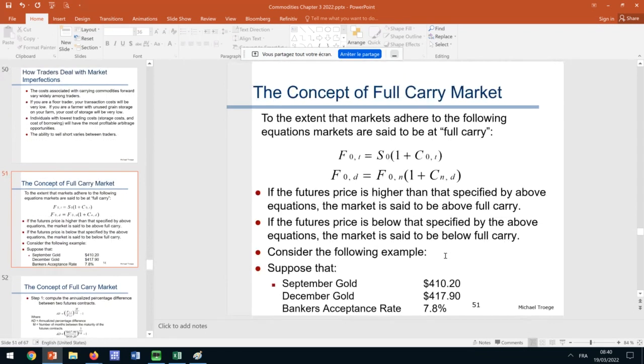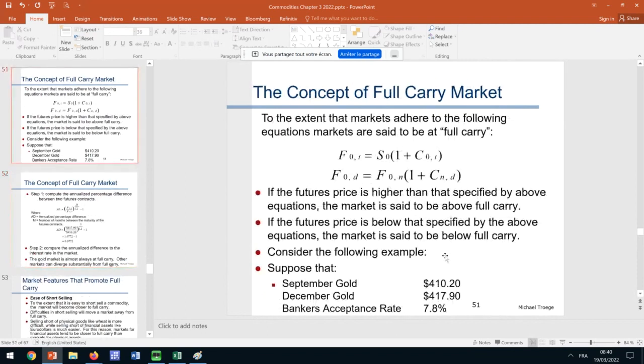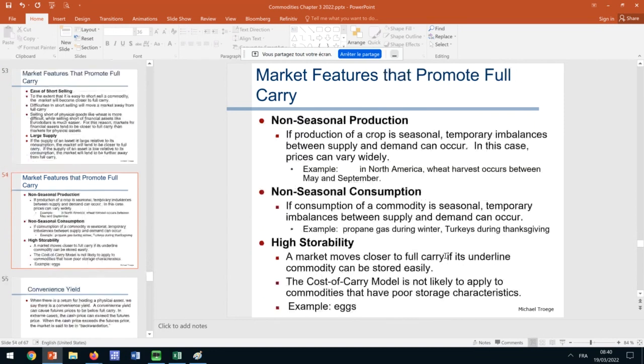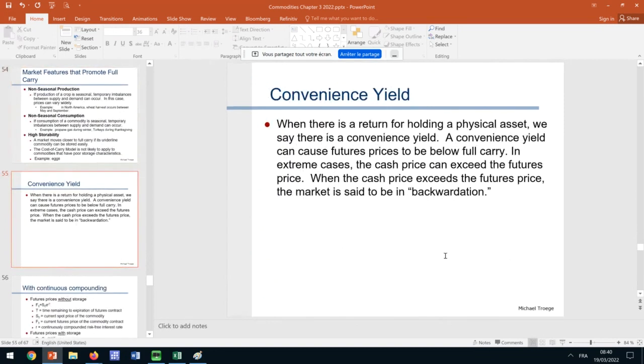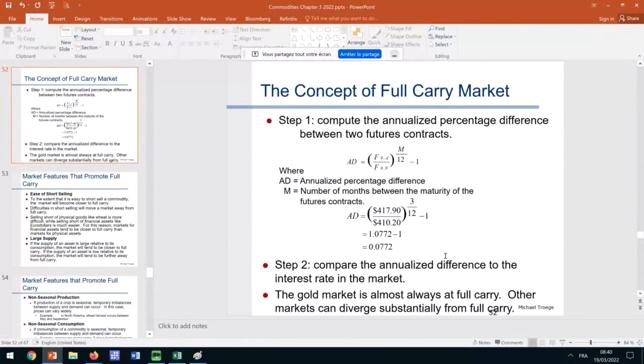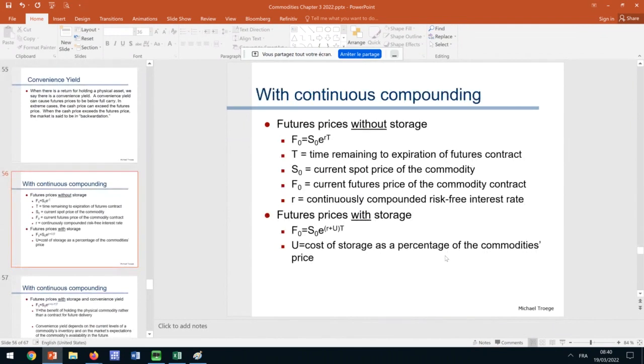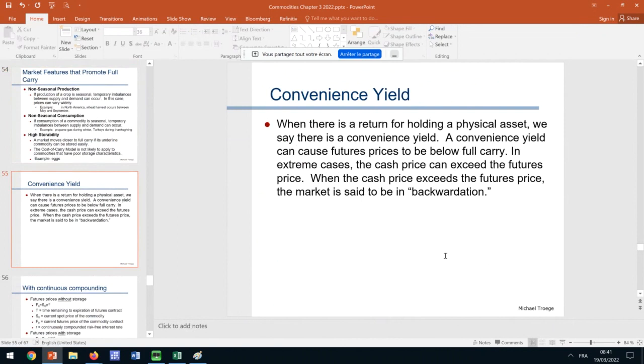We've talked about the concept of a full carry market already. That's the market in which cash and carry and reverse cash and carry operations can be easily carried out. But most markets are not at full carry. That means that we can predict upper and lower bounds for the futures prices, but we cannot predict what happens in between. Now, there is one concept that is used.